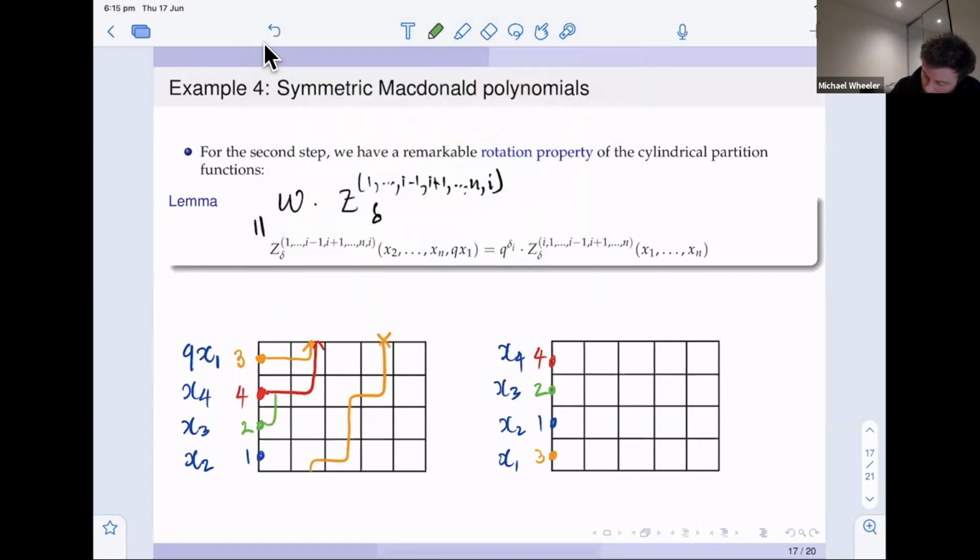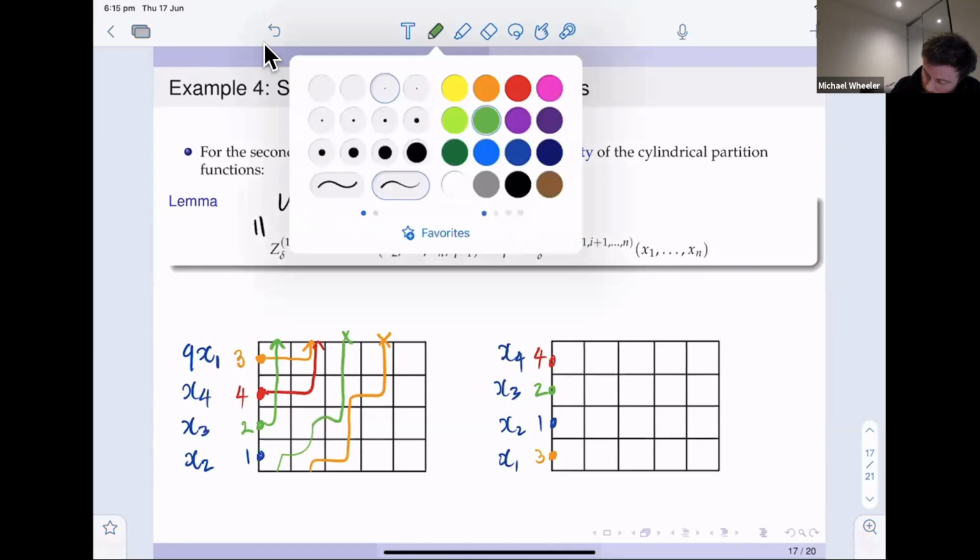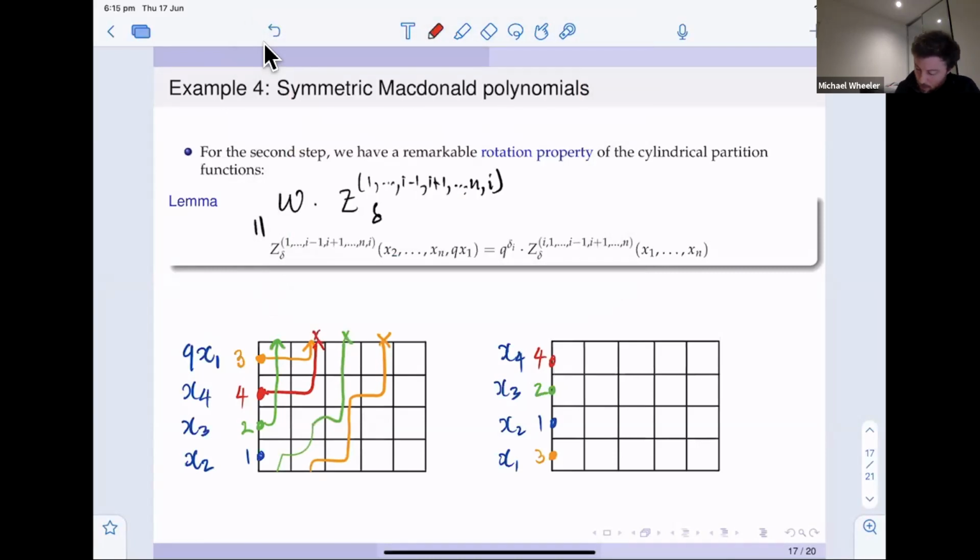Now let's say the 2 does something more interesting, like wrapping around, maybe doing something like this. So it terminates here, and this one terminates here. And let's say the 1 does something boring. So that's the kind of configuration that you might see typically.